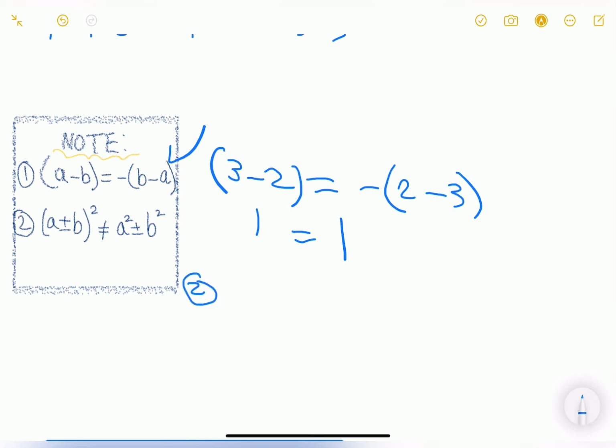So we're going to test out number 2. Number 2 basically says 3 plus 2 squared. What's 3 plus 2? 3 plus 2 is 5. What's 5 squared? It's 25.